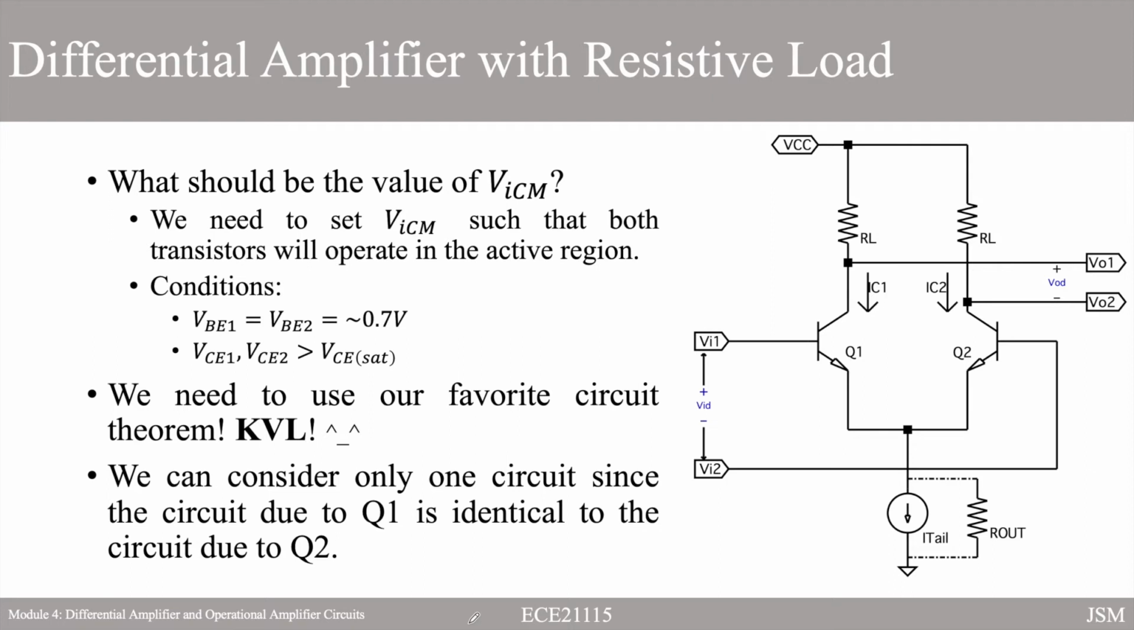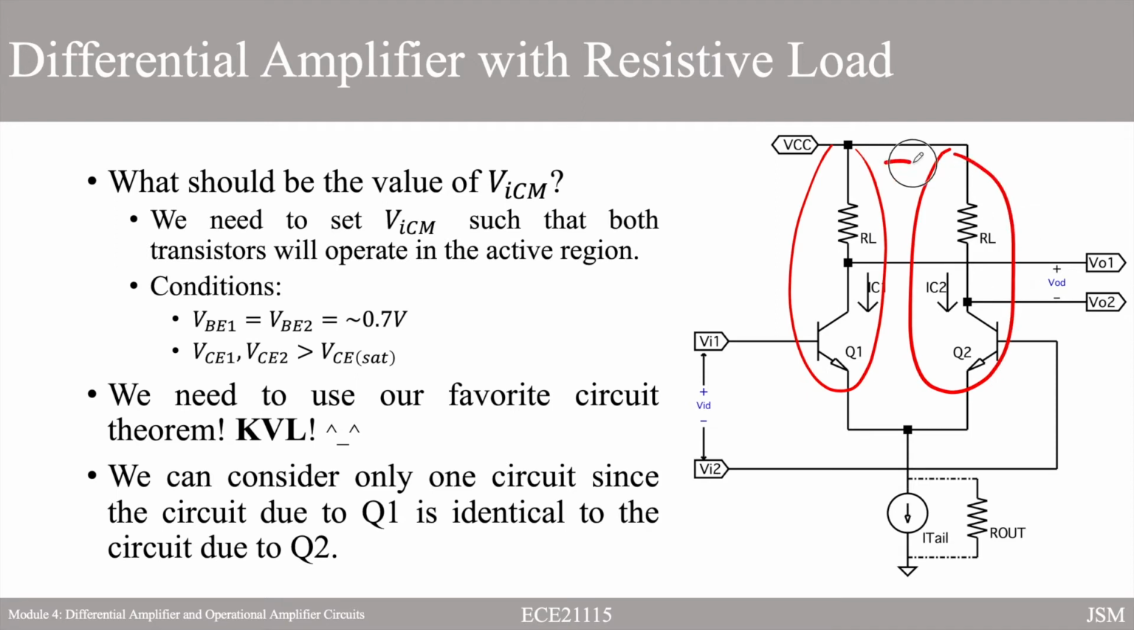So, our conditions: VBE1 should be equal to VBE2, which is around 0.7. And VCE1 or VCE2 should be greater than the saturation voltage of our transistor. To analyze that well, we need to do KVL. Since this part of the circuit and this part of the circuit are identical, we can do KVL on just one part. It will come out the same, right? Okay, so we will do KVL only on the left part of the circuit.